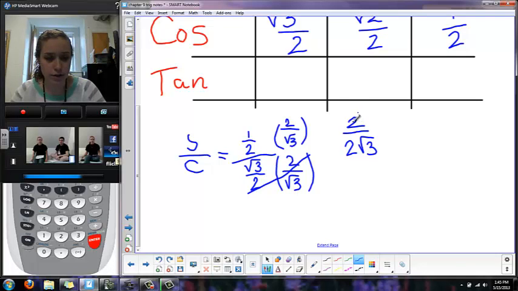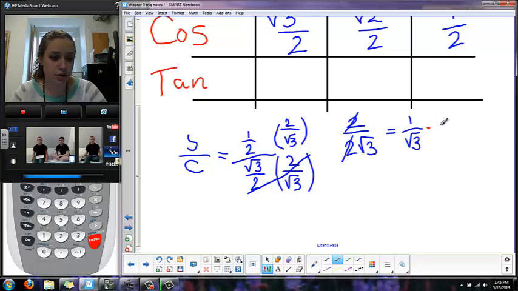Okay, so I have a 2 on the top and 2 on the bottom, so I can cancel those out. So the tangent of 30 degrees is 1 over radical 3. But I think that you were there when we learned about radicals, and you can't ever have a radical in the denominator. We have to rationalize the denominator.